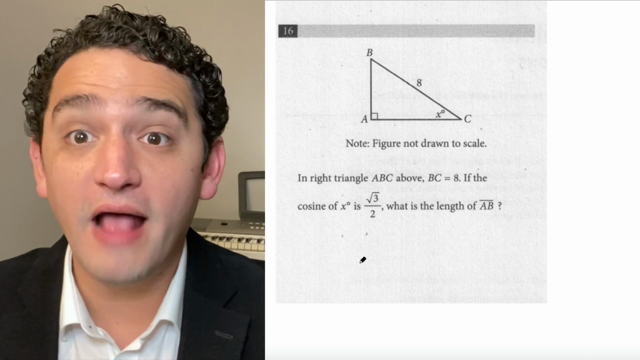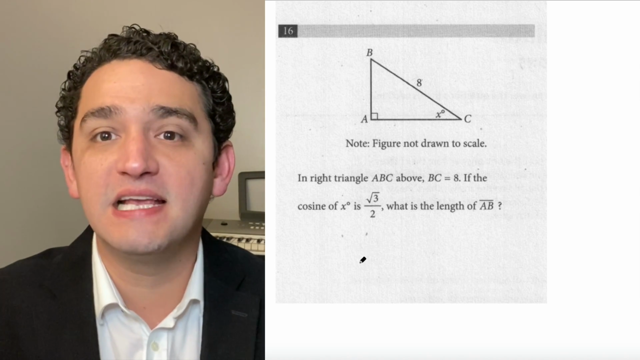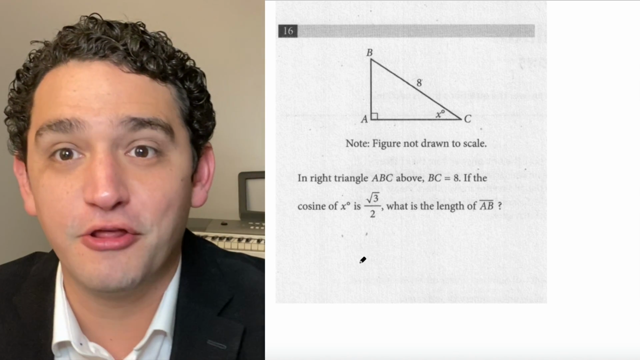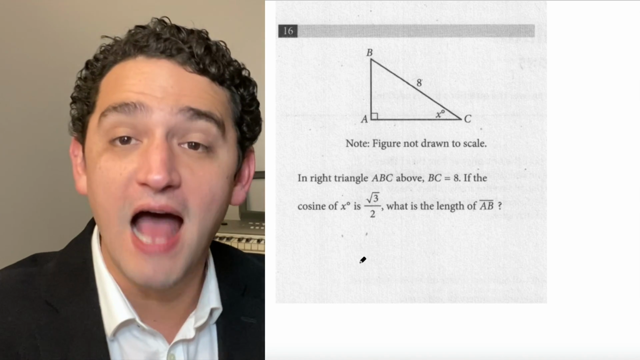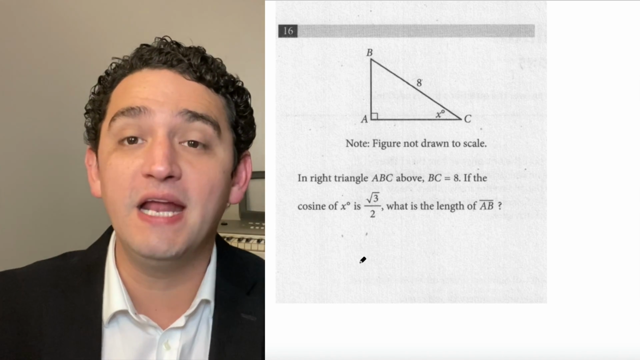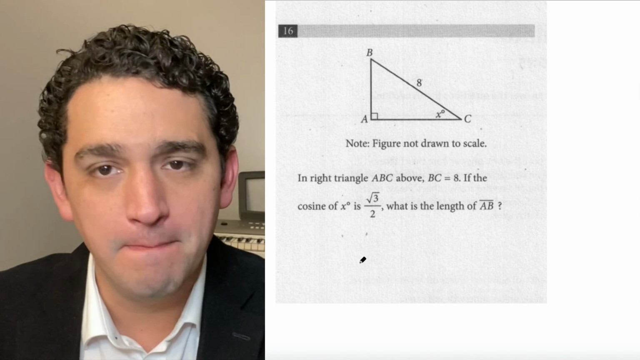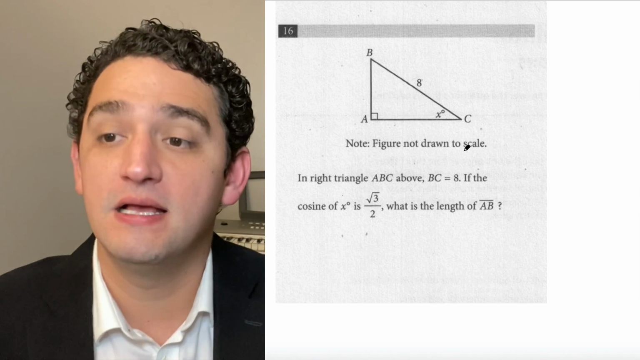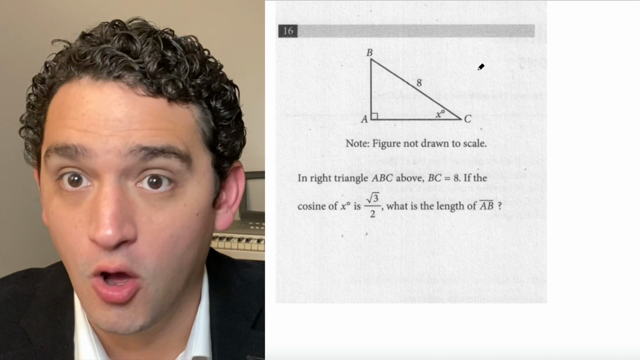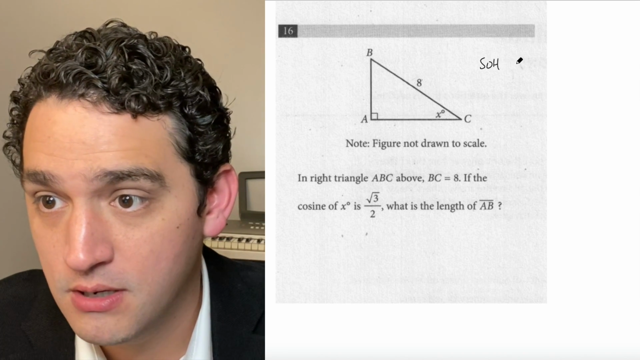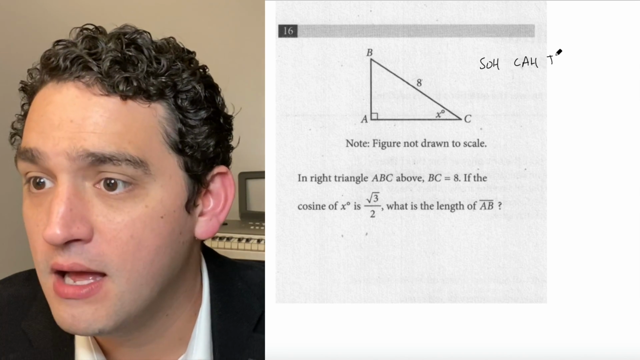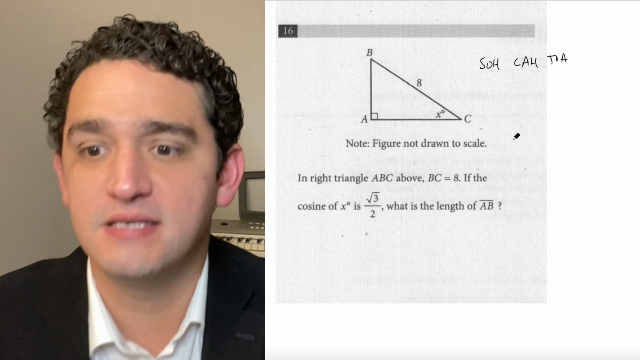Excellent. For our last problem, I have chosen number 16 from section 3 of the SAT. This is non-calculator, but grid in, no multiple choice. This can get a little bit tricky, but let's check it out. As always, let's write down the thing we've agreed to always write down, SOH CAH TOA. And now let's read this question.